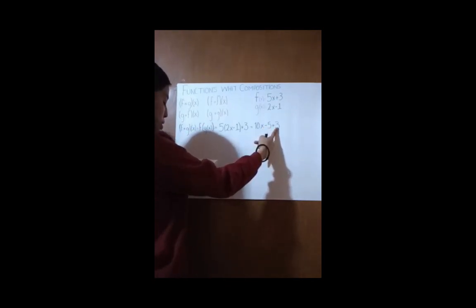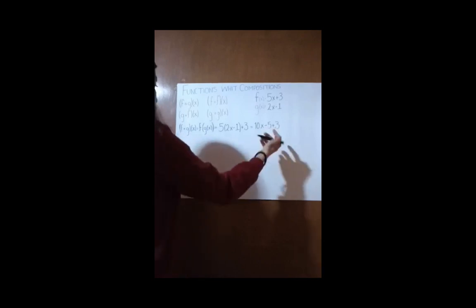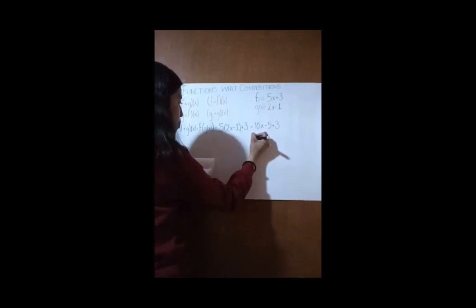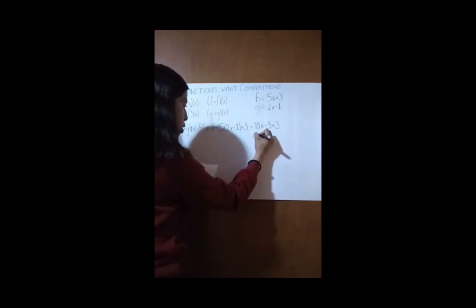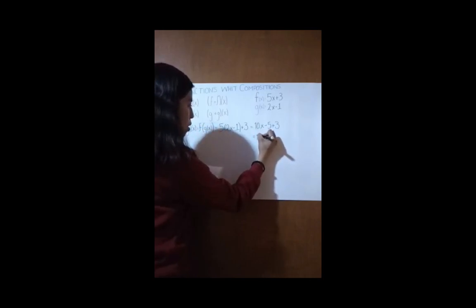We add similar terms. The 10x is not similar to any. We have negative 5 plus 3 equals negative 2. So f composition g remains 10x minus 2.